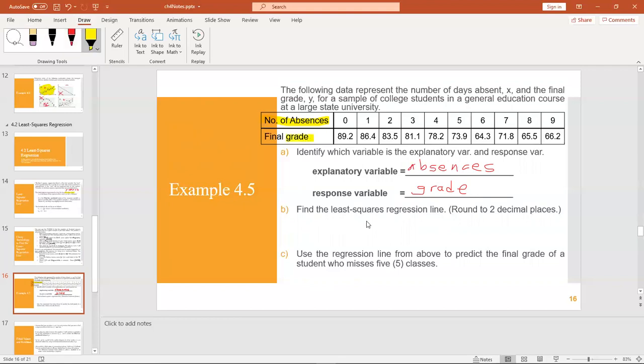But anyway, for the purposes of this example, the grade is the response variable. You have a lot less direct control over your grade than you do the amount of time you bother to show up or participate in the class. So here they say find the least squares regression line.